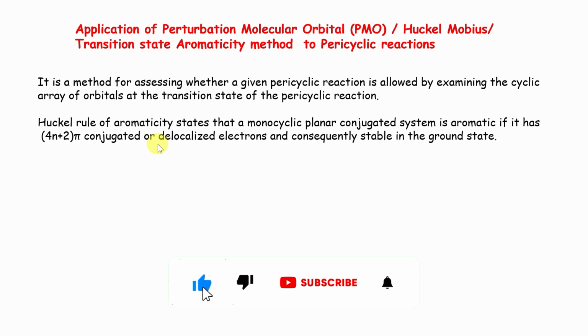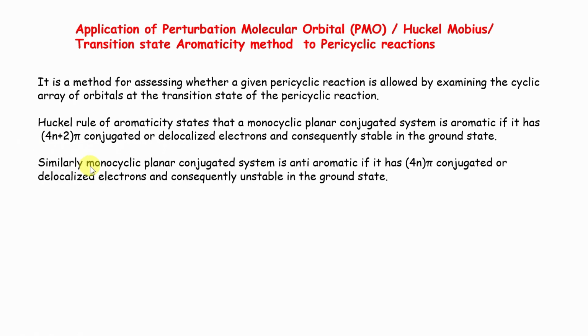You know Huckel's rule of aromaticity. According to Huckel's rule, a monocyclic planar conjugated system will be aromatic if it has 4n plus 2 pi conjugated or delocalized electrons, and such a system will be stable in the ground state. Similarly, a monocyclic planar conjugated system will be anti-aromatic if it has 4n pi conjugated or delocalized electrons and consequently unstable in the ground state.